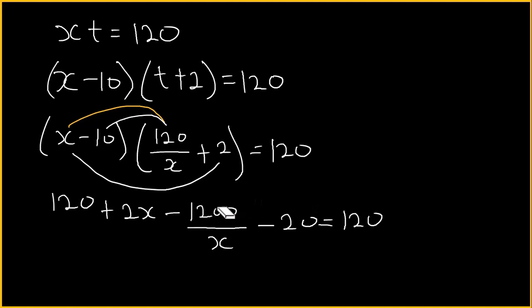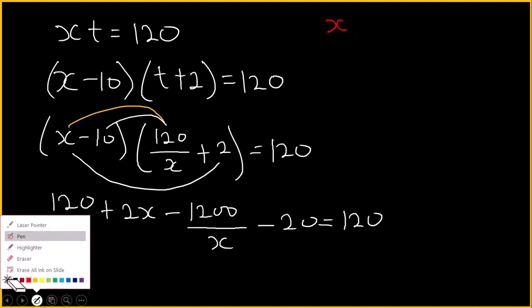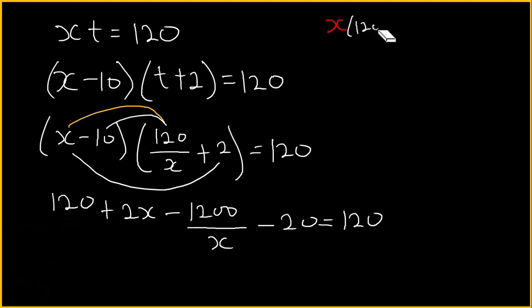Now we can make our equation linear by multiplying through by the denominator x. So this is it: x by 120 plus 2x by x minus 1200, because this multiplied by x will eliminate x, minus 20x equals 120x.